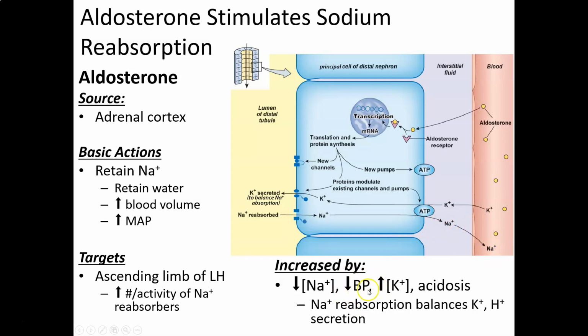Also an increase in mean arterial pressure. So if your blood pressure, your BP, goes down, it makes sense that one of the basic actions is to increase blood volume and blood pressure. It would make sense that low blood pressure would trigger this. So that makes sense. One of the things that doesn't initially make sense to most people is an increase in potassium. Why do we care about an increase in potassium?